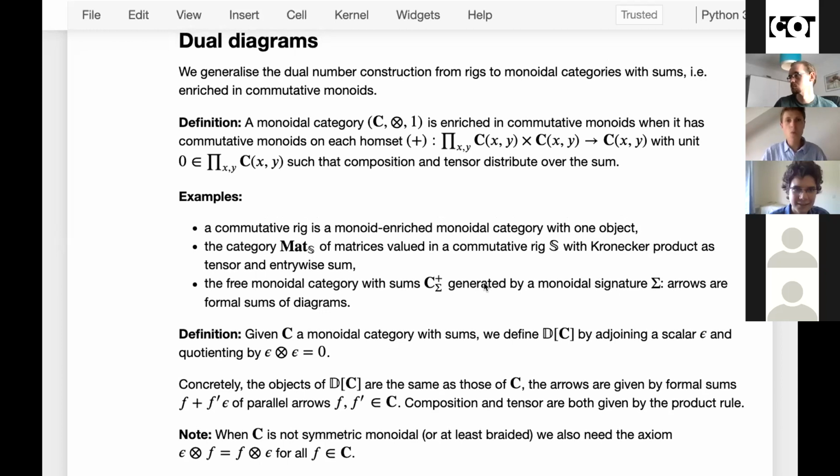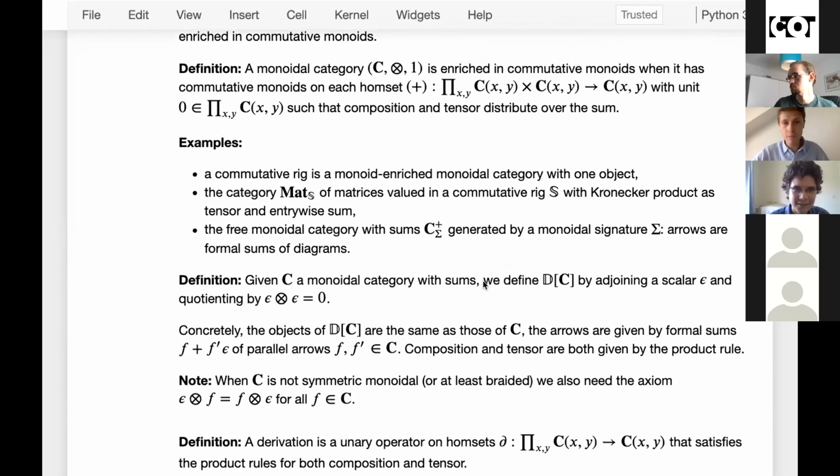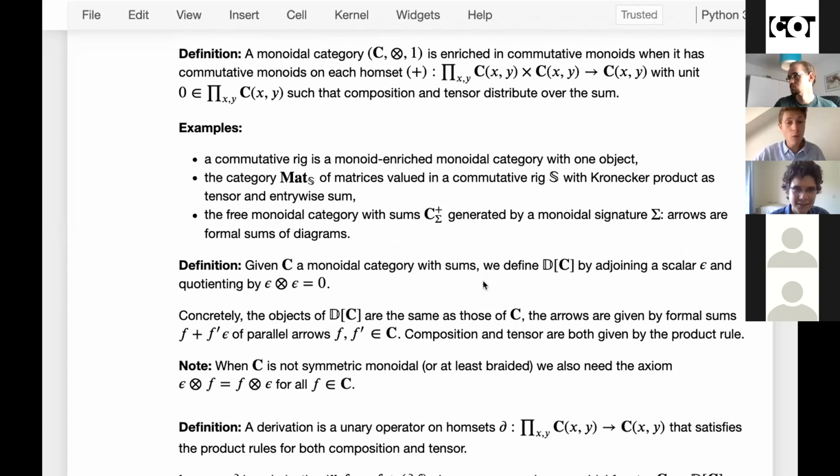So now with this, we can define a notion of the dual number construction of a monoidal category. So we take the monoidal category, we add a new scalar, so an endomorphism of the unit, and we quotient by epsilon squared equals 0 again. So concretely, the arrows are going to be formal sums of arrows from C, and composition and tensor given by the product rule. So note, if you don't have symmetry or at least braided, well, you also need that the epsilon commutes with everything.